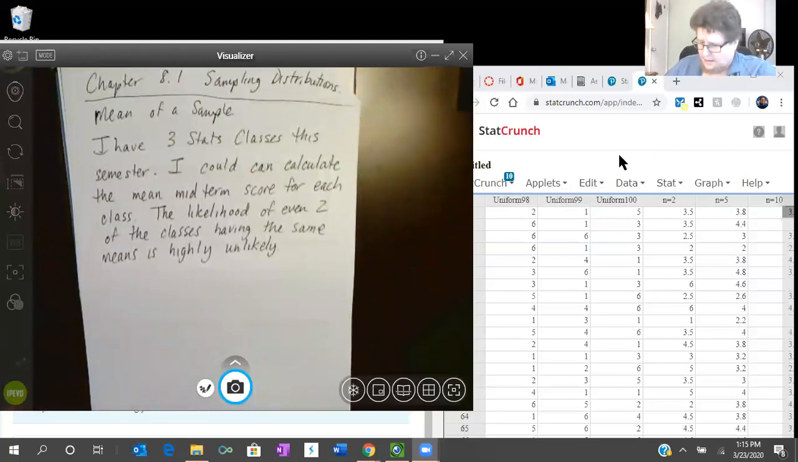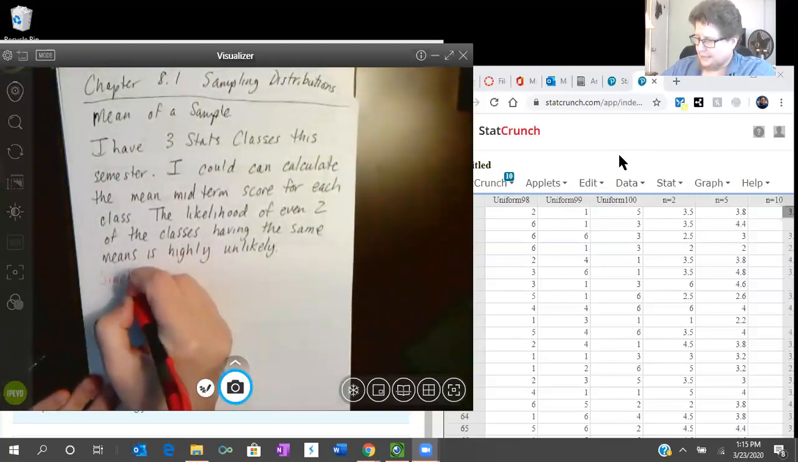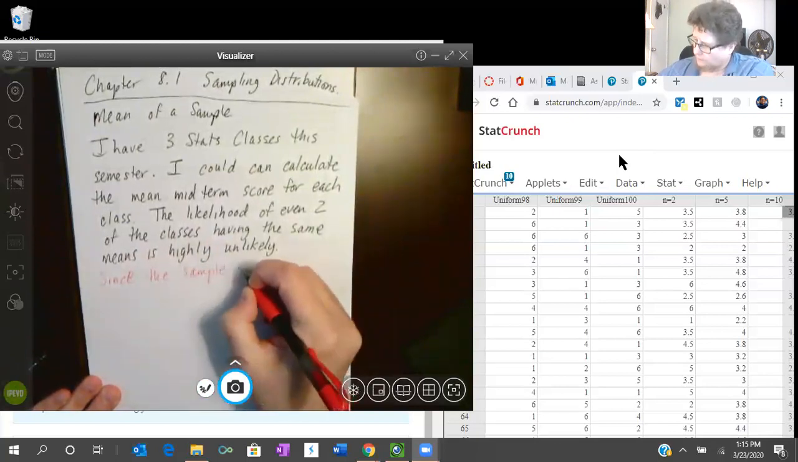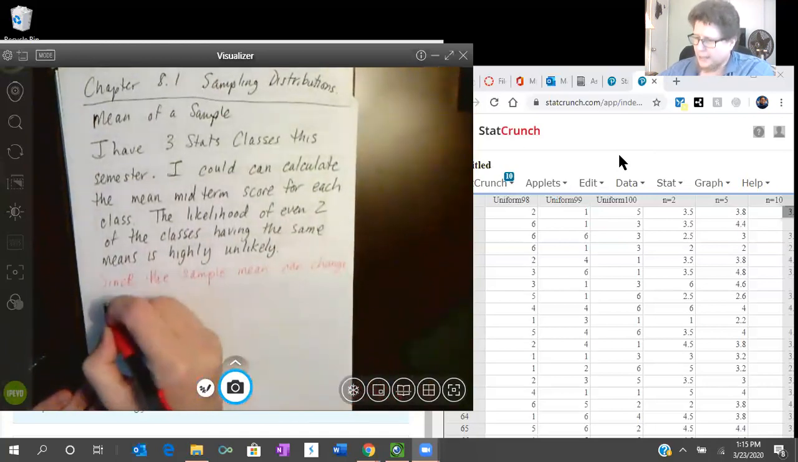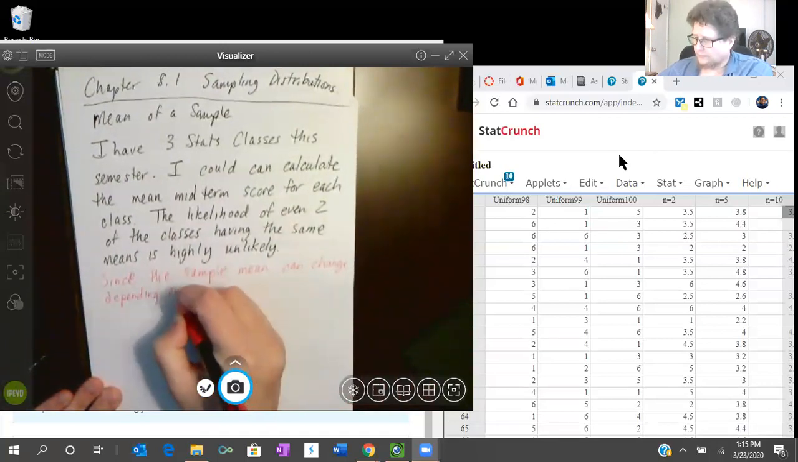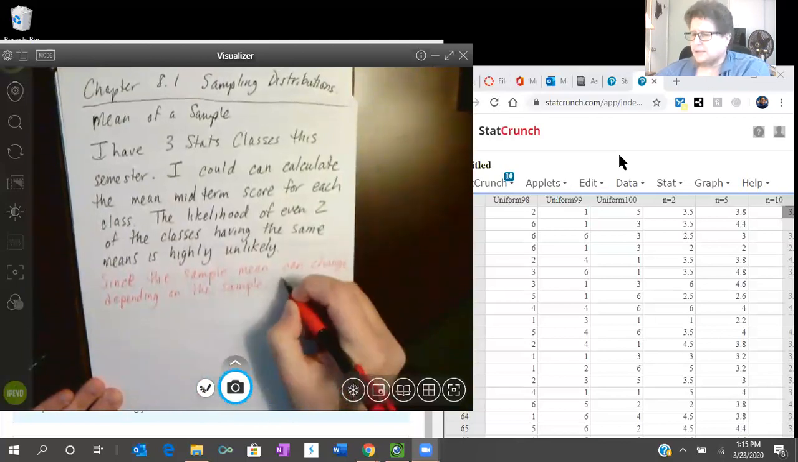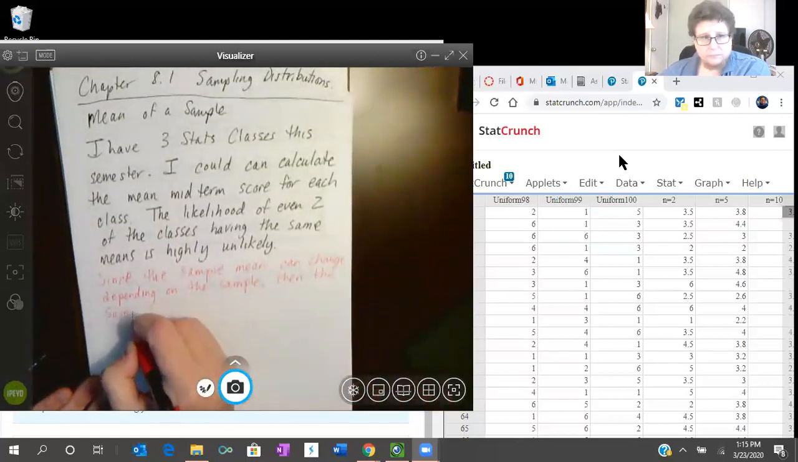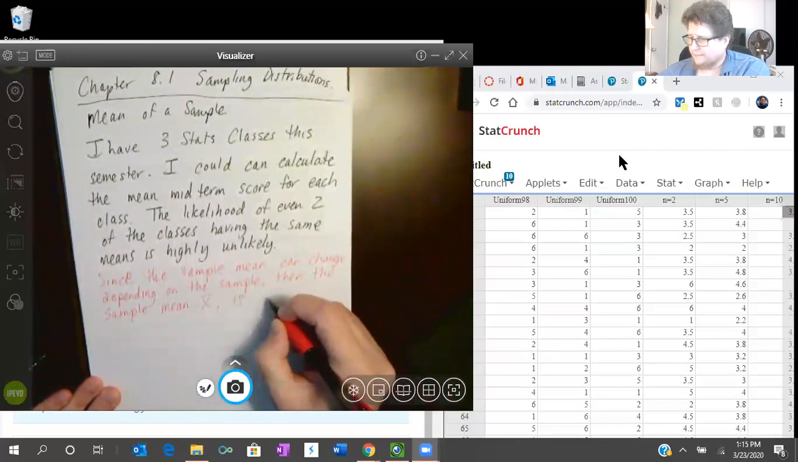And what I'm really trying to point out here is, since the sample mean can change depending on the sample, then the sample mean, X bar, is a random variable.